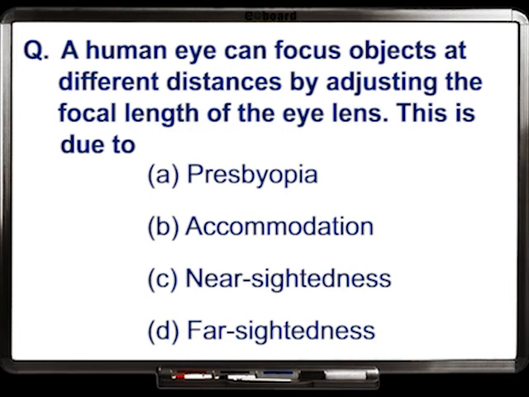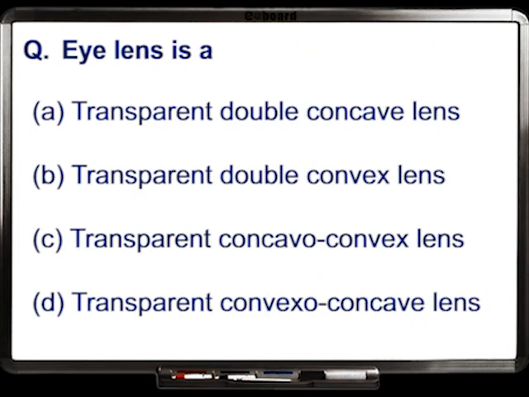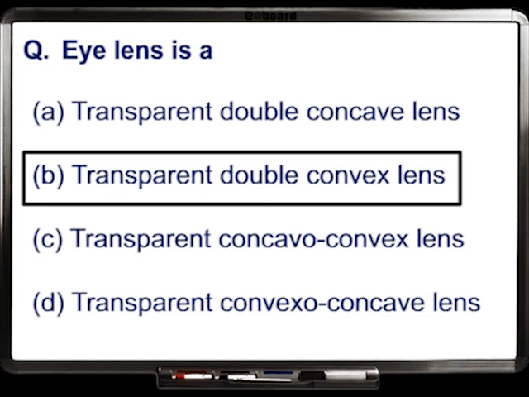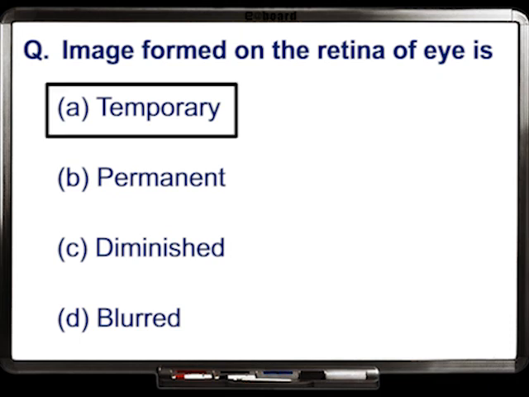Next question. A human eye can focus objects at different distances by adjusting the focal length of the eye lens. This is due to... The correct answer is option B, accommodation. Next question. Eye lens is a... The correct answer is option B, transparent double convex lens. Next question. Image formed on the retina of the eye is... The correct answer is option A, temporary.